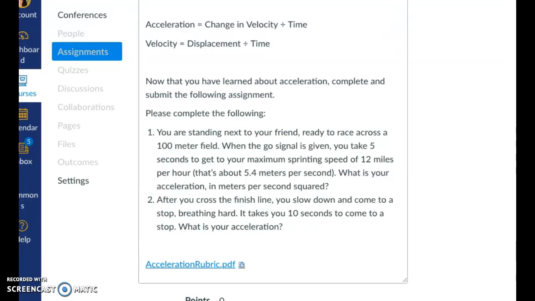If you look at the two equations that I have here, the acceleration equation and the velocity equation, it says acceleration equals change in velocity divided by time. And then you look at the velocity equation, and velocity equals displacement divided by time. So displacement is the change in position, or the change in direction. So with our two problems that we're going to be working here, what we're talking about is a change in time, a change in speed.